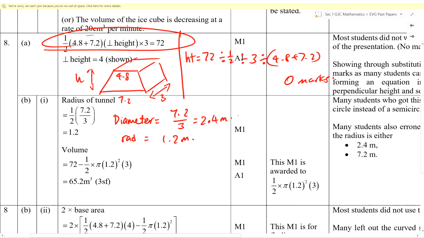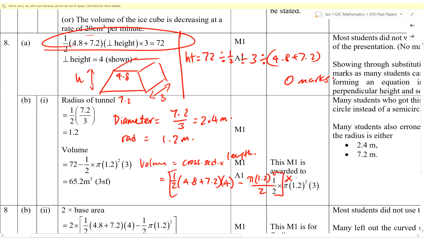Now, the volume is calculated by cross-sectional area multiplied by the length. In this case, the cross-sectional area is our trapezium, half times the sum of parallel sides, 4.8 plus 7.2, and the height we found earlier to be 4, minus away half of a semicircle, so pi times 1.2 squared over 2. This is the cross-sectional area, and we still need to multiply this by 3.